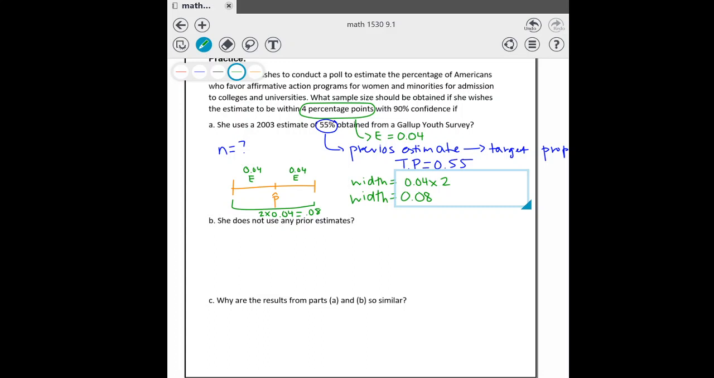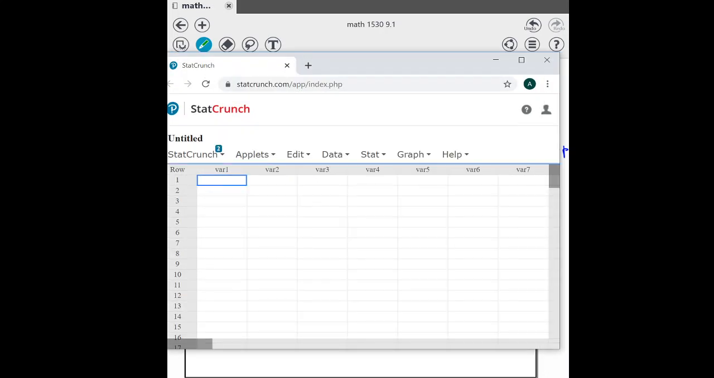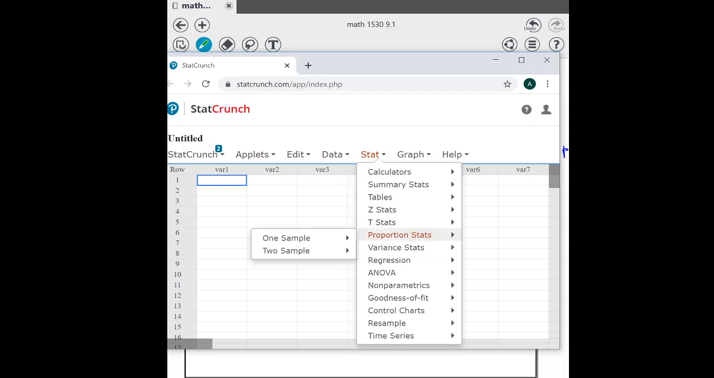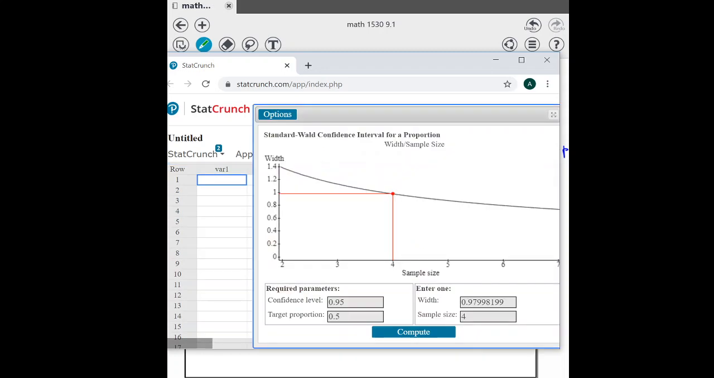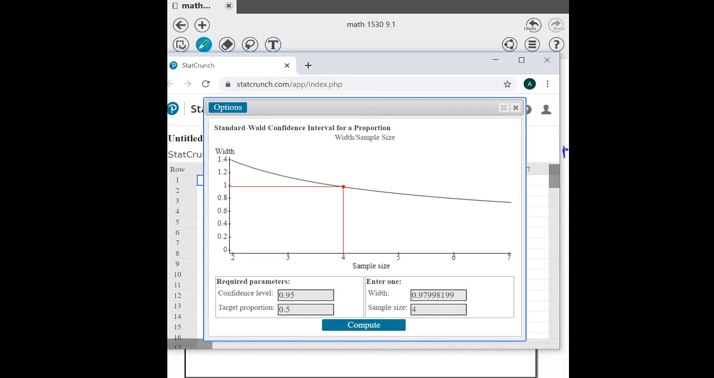All right, I've set it up enough. Let's do it in StatCrunch. I'm going to open up StatCrunch and clear out of this normal calculator. Hopefully you have your steps in front of you. We're going to do Stat, Proportion Stats, One Sample, and instead of doing With Summary like we did last time to do a confidence interval, we're going to do Width/Sample Size. We get this funny looking calculator here.